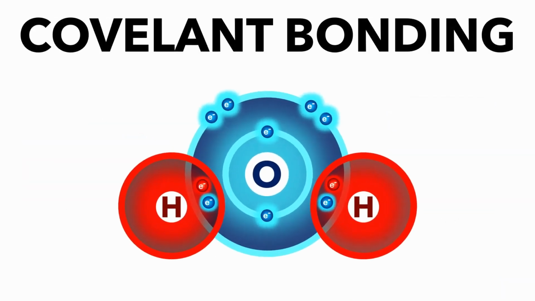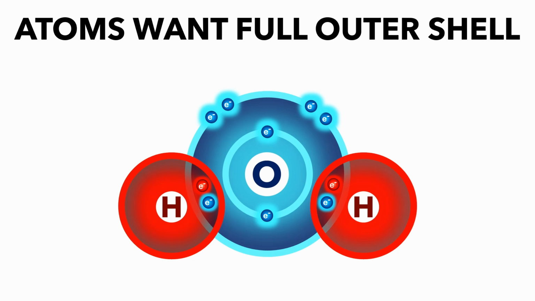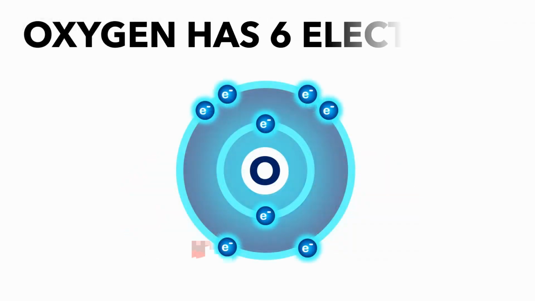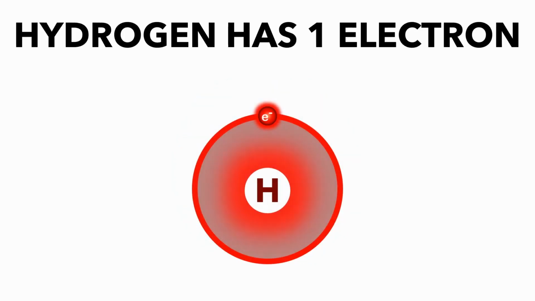Second, covalent bonding, between non-metal atoms. Let's look at water. Again, all atoms want a full outer shell. Oxygen has 6 outer shell electrons, but needs 8. Hydrogen has 1 electron in its outer shell, but needs 2.